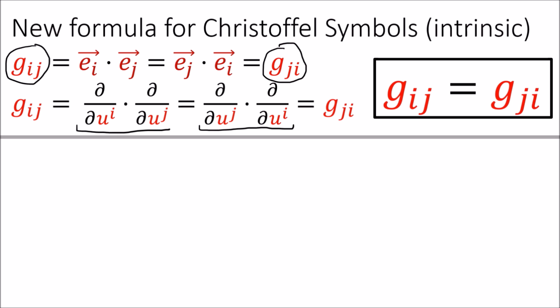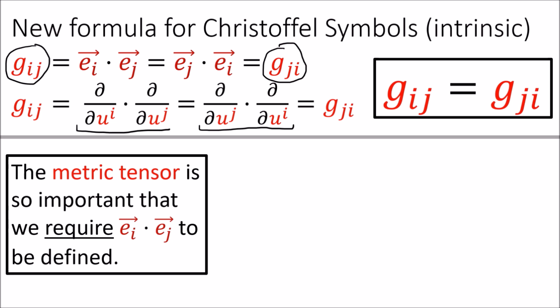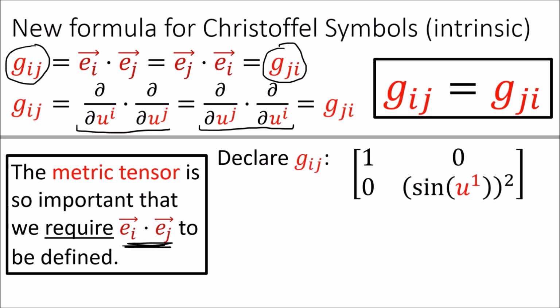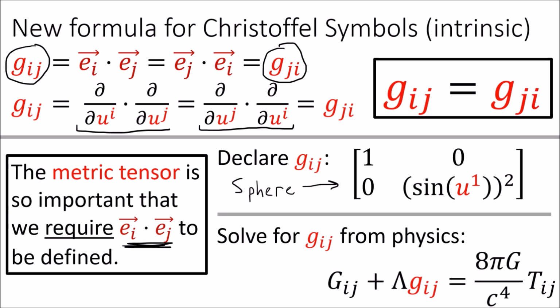And you might ask, well, how do we compute this dot product if we can't expand the vectors in XYZ space? Well, the metric tensor is so important that we require the dot products of Ei and Ej to be defined for us. So we can either just declare a metric tensor that we already know, like this metric tensor for the sphere, or sometimes the laws of physics can help us get the metric tensor, like we do here with the Einstein field equations in general relativity, which help us solve for the metric tensor components. Either way, in intrinsic geometry, the metric tensor needs to be given to us somehow.